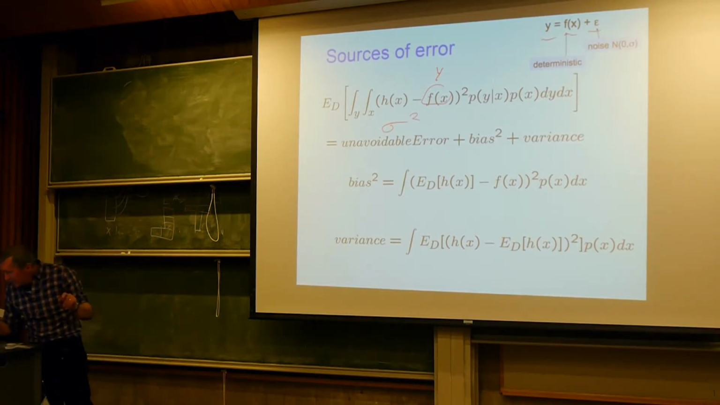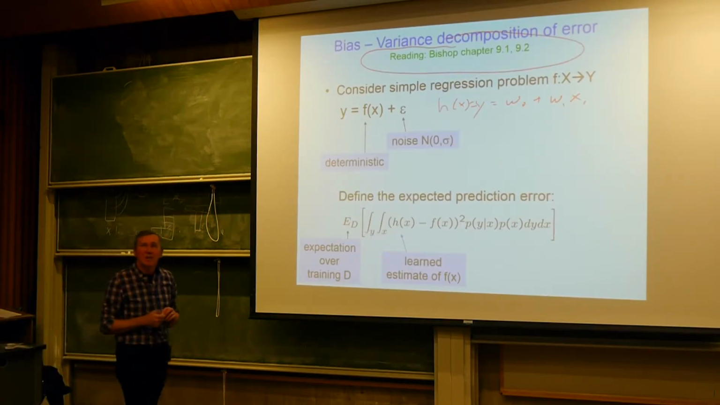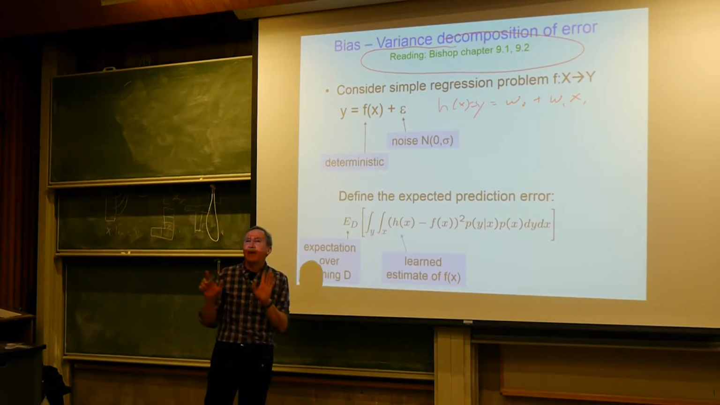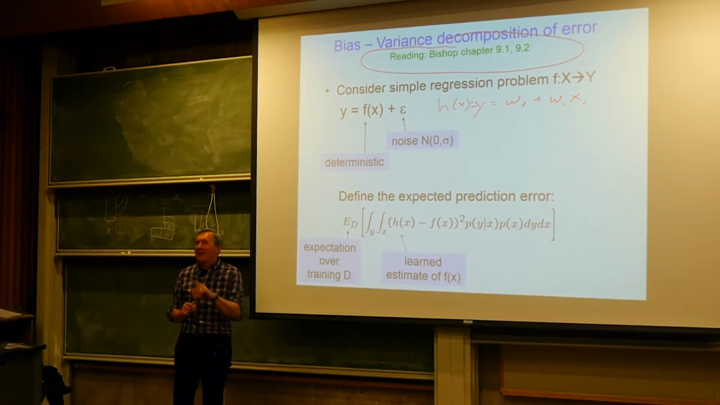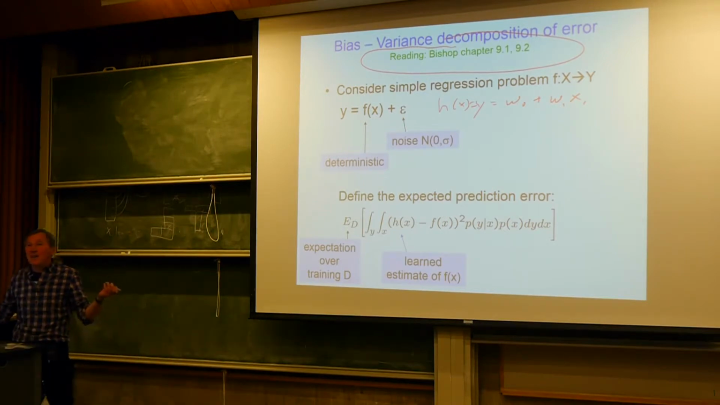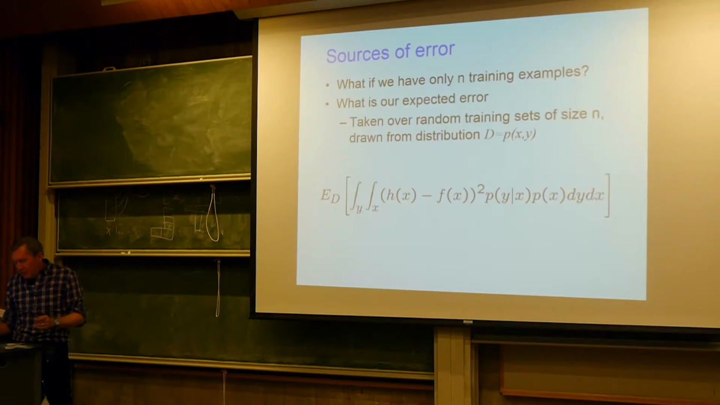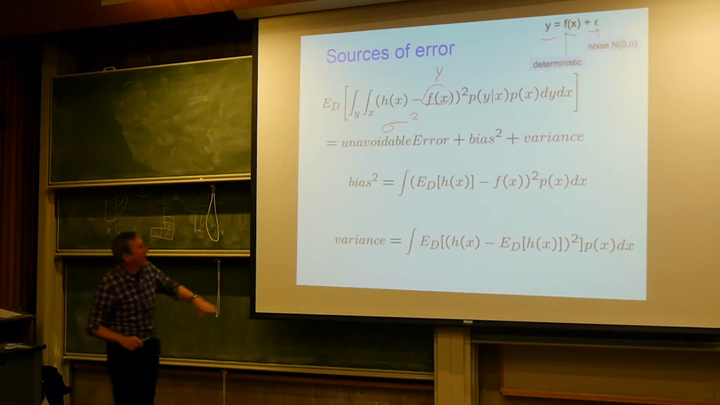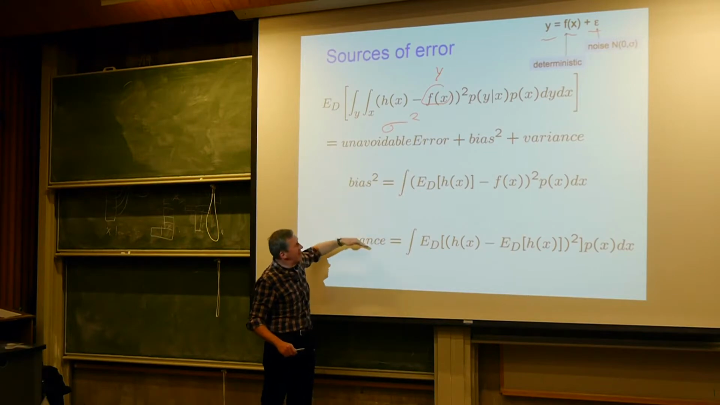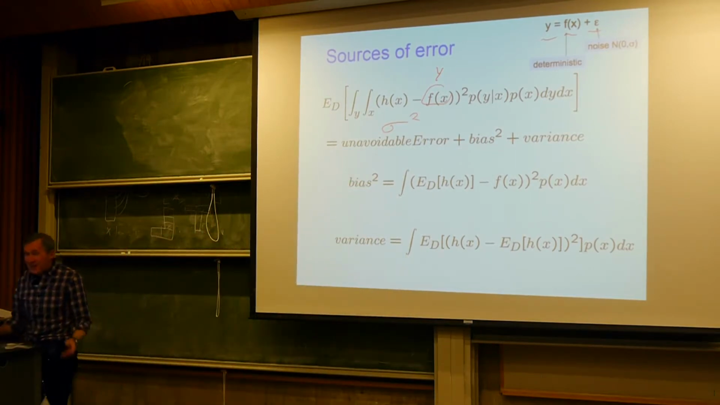Now I'll tell you that I took this from Bishop's chapter, which I'm pretty sure says f of x, but I got to agree with you. I think it really should be y. That's the only way that the unavoidable error even gets in there. I guess without the unavoidable error, if it was really f of x, it would just be these two terms. There would be no unavoidable error.